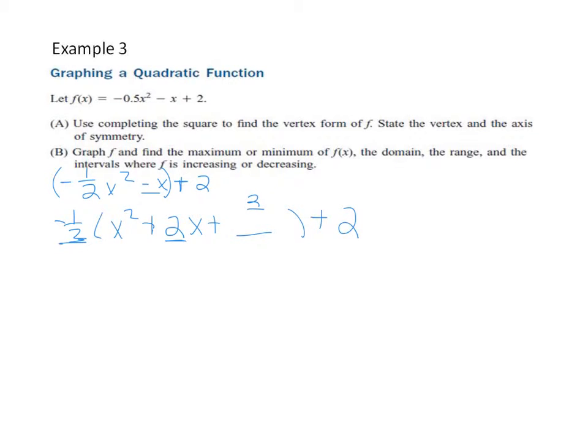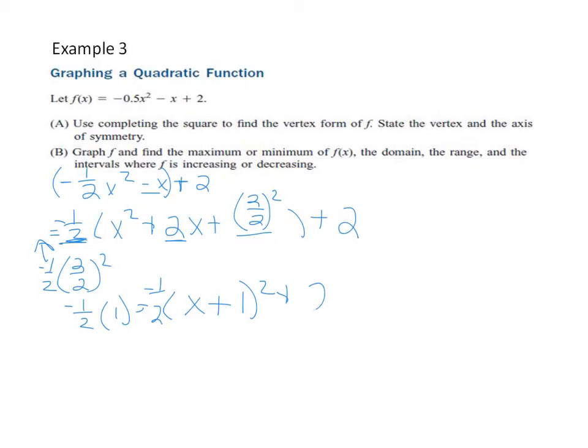So I go 2 over 2 squared. And don't forget, I need to put that on the outside here as well. So it's going to be 2 over 2 squared, and the negative 1/2 goes with it. So now I've got negative 1/2 times 2 over 2, which is 1, squared is 1, equals, and then negative 1/2 times x plus 1, quantity squared, plus 2.